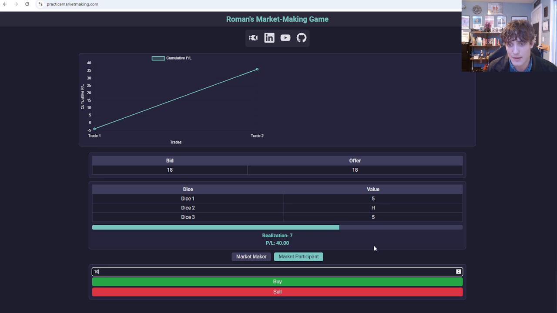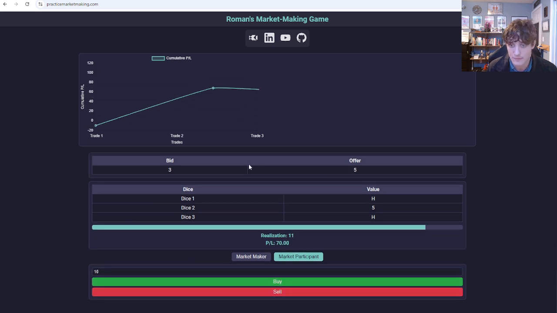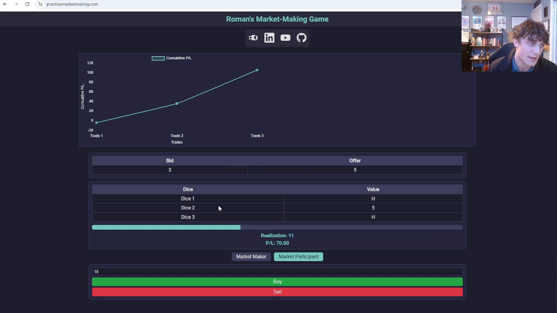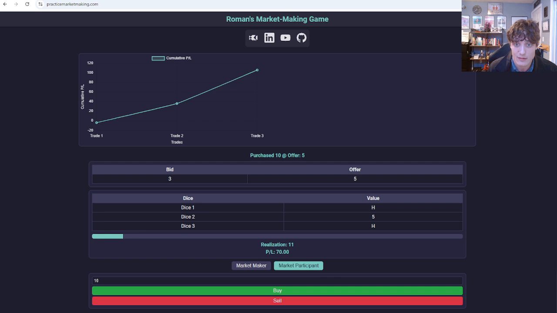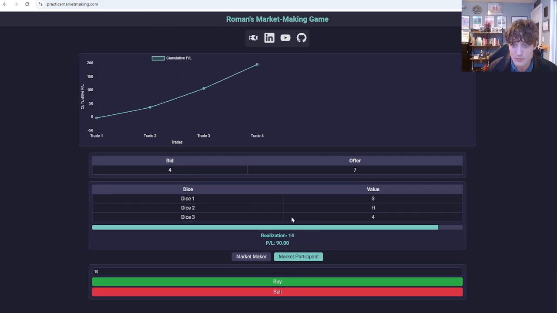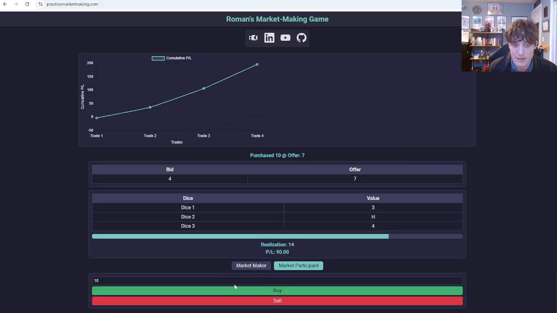So I got an expected value of 13 and a half. It looks like the bid and offer has been set to 18. So this is just a clear sell, and we accumulate some P&L. So the bid and offer is going to reset every instance randomly. That was extremely unlikely to see an 18-18. But here we have 3 and 5. I'm going to buy on the 5. And I accumulate some more P&L. 3-7, that's a very clear buy. So on and so forth.